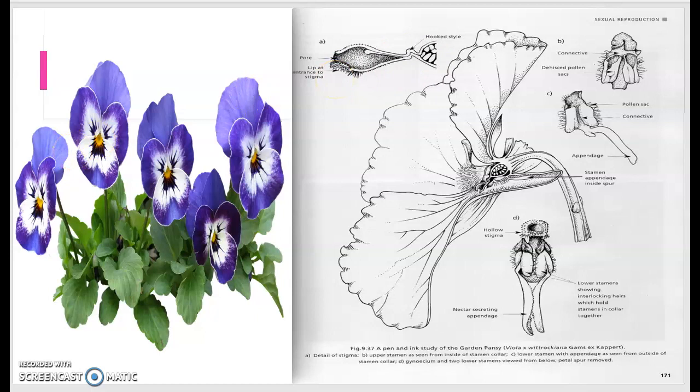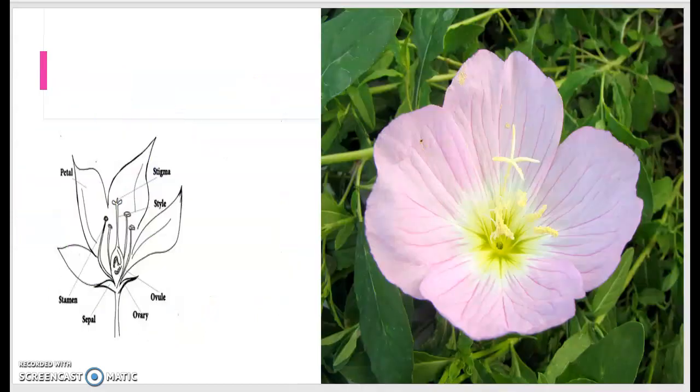The next one, this is the cross-sectional view of oxalis flower. There you can see heterostyly. As I said, heterostyly means the length of the style would be different when compared with the length of the filament. Here you can see the filament length is a little shorter when compared with the length of style. Can you see that?